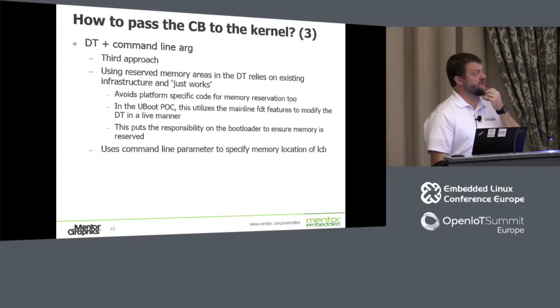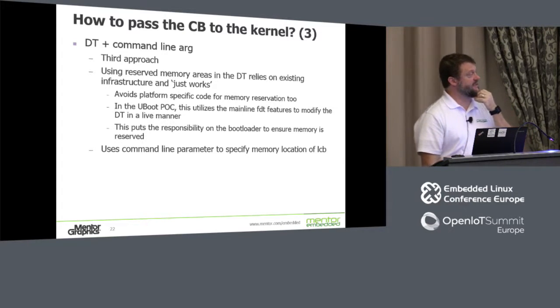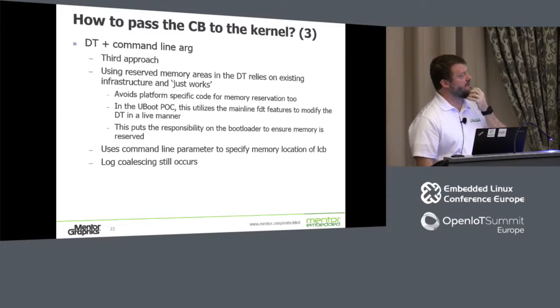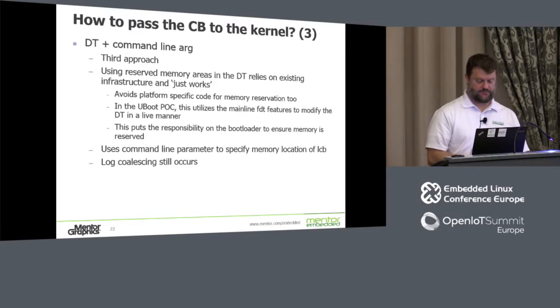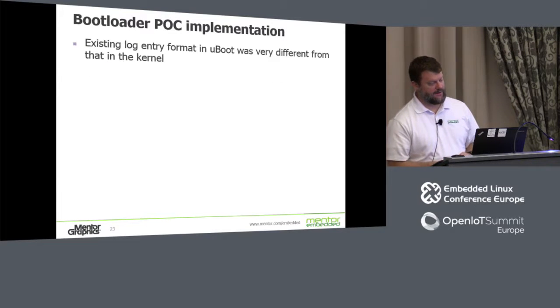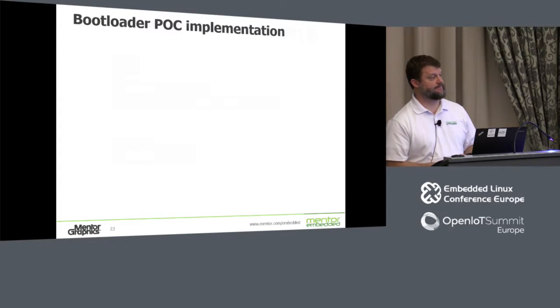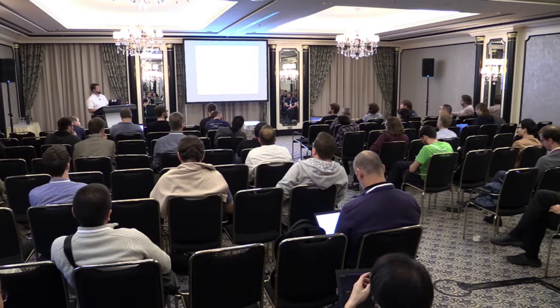There still is going to be some log coalescing, and it does rely on the command line parameter to specify just the single memory location for the control buffer, which is, I think, acceptable. Yes? Does this not work at all then on non-DT architectures like x86?